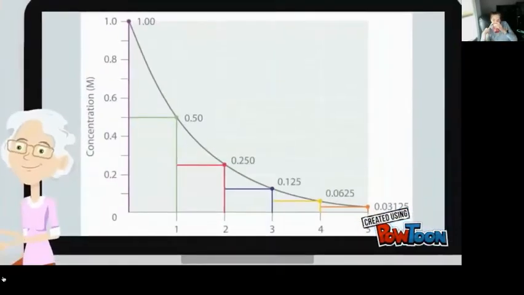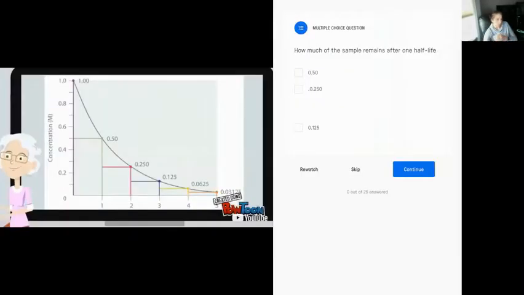If you look at this graph, we start with a 1 gram sample. How much of the sample remains after 1 half-life if you have a 1 gram sample?